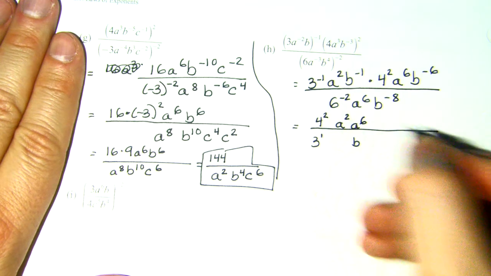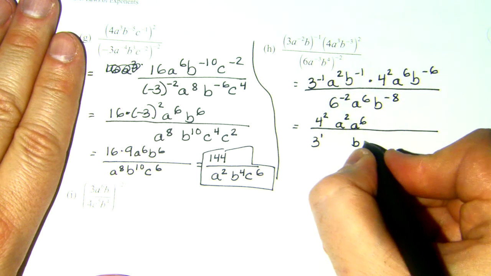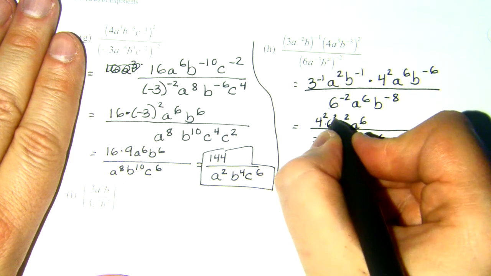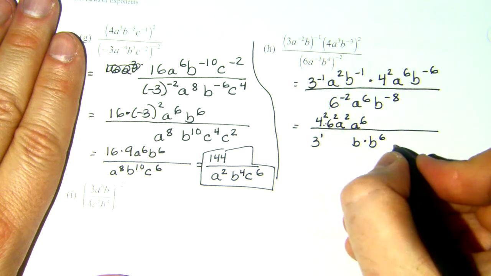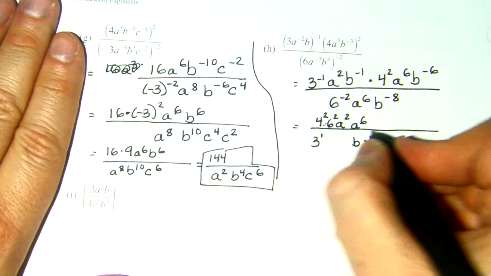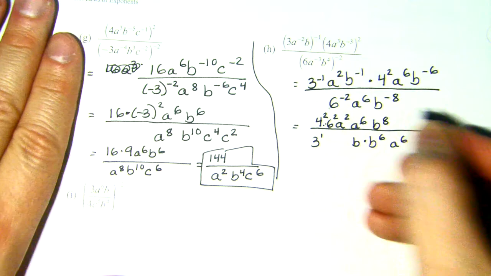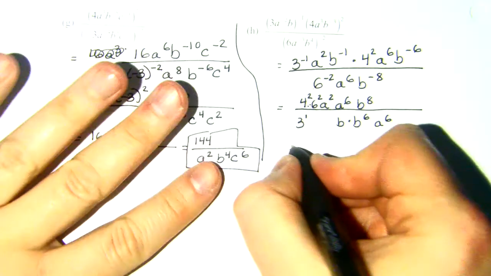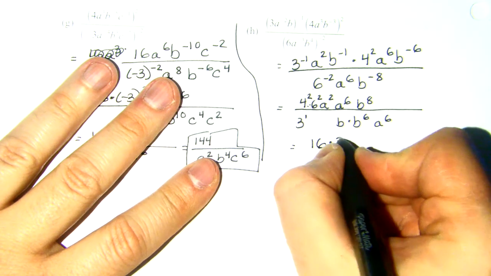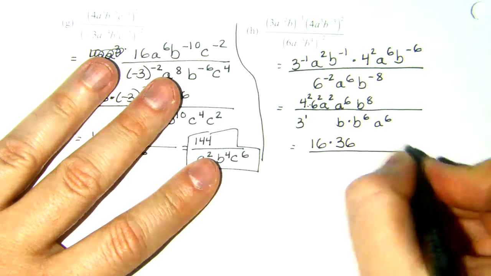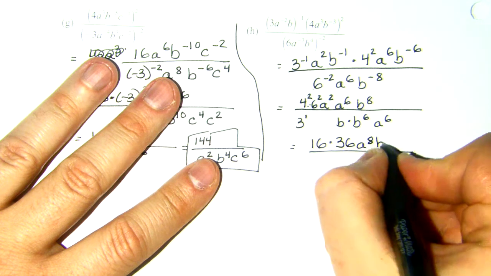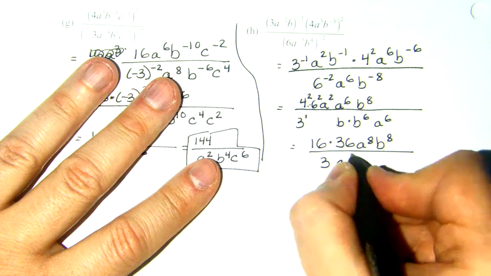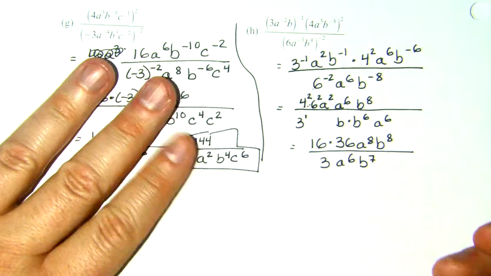A to the 6th up top. B to the 6th is going to go on the bottom. 6 squared is going to go up top. A to the 6th on the bottom. B to the 8th is going to move up top. This will now give you 16 times 36, A to the 8th, B to the 8th. The bottom is 3, A to the 6th, B to the 7th.